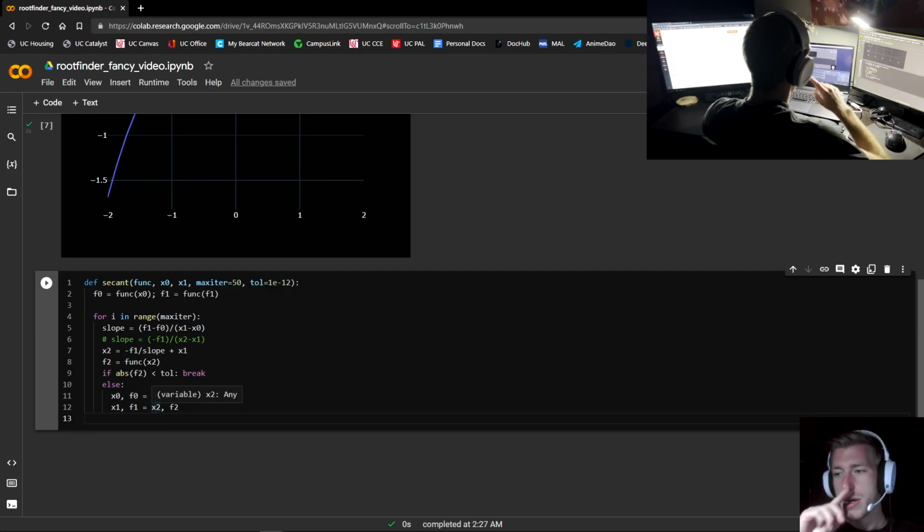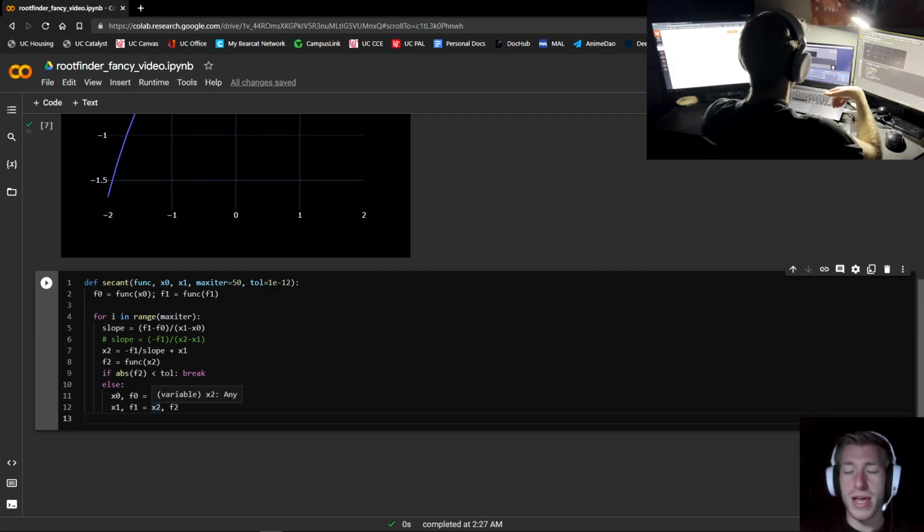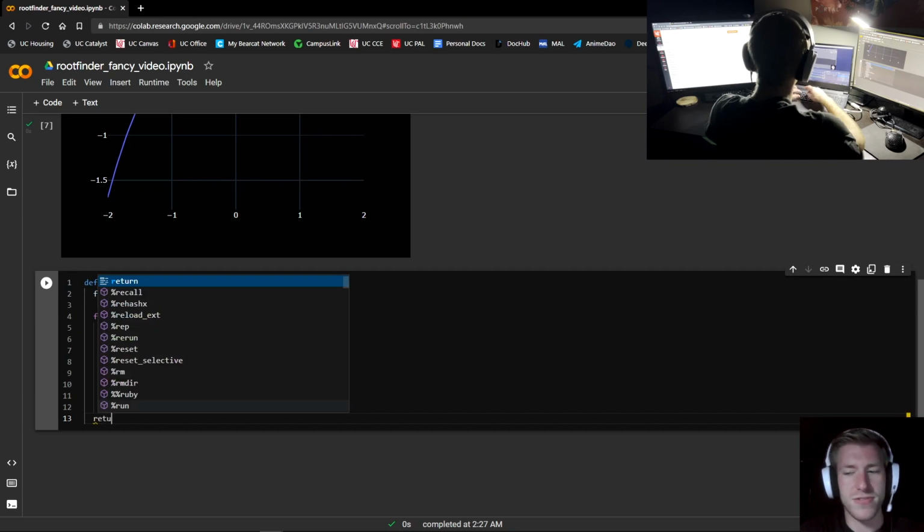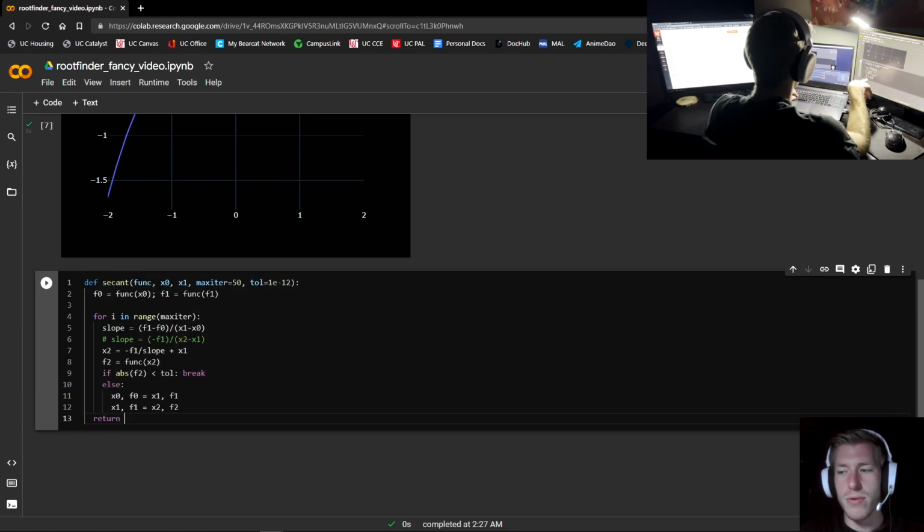And then all we're going to do is keep doing that until, again, either we reach our max iterations or we found something that's close enough to 0 that we're happy with. And then we could just return what we're happy with. So we're going to return, again, remember, this isn't going to do a reassignment unless it is not close enough. So we're just going to return x2 and f2.